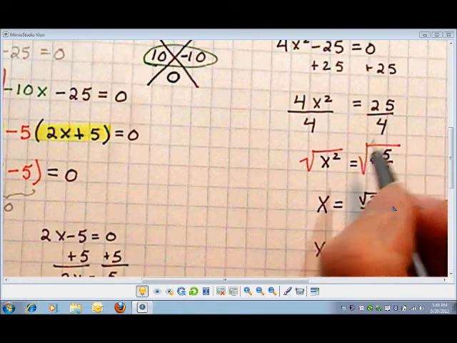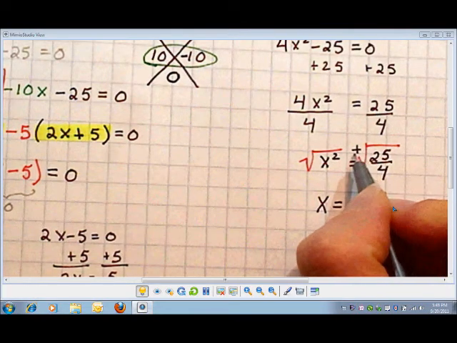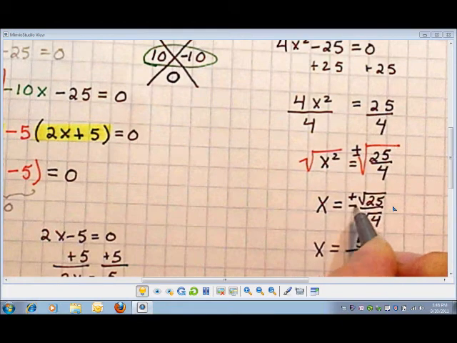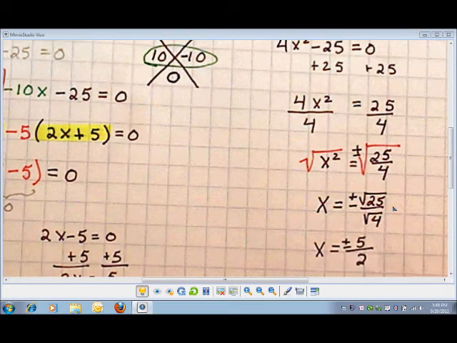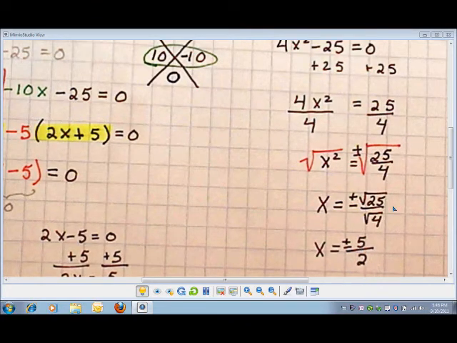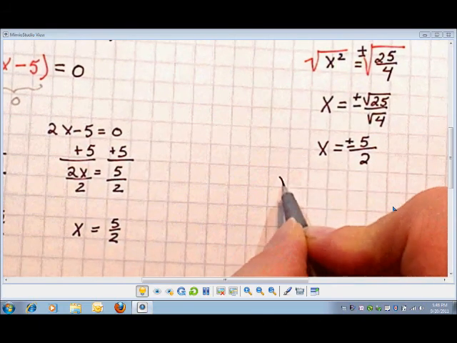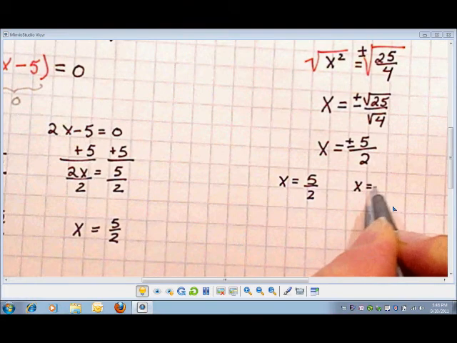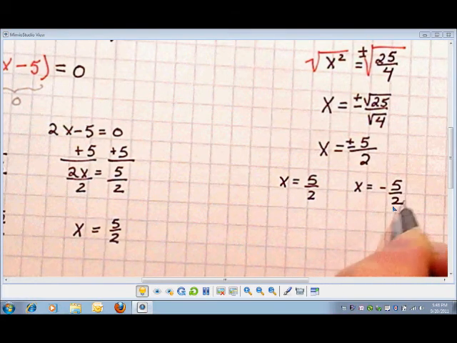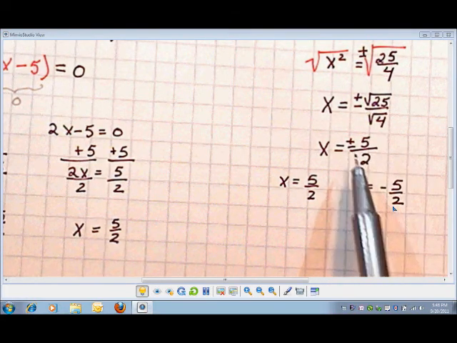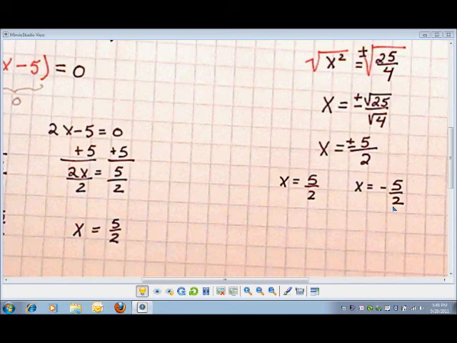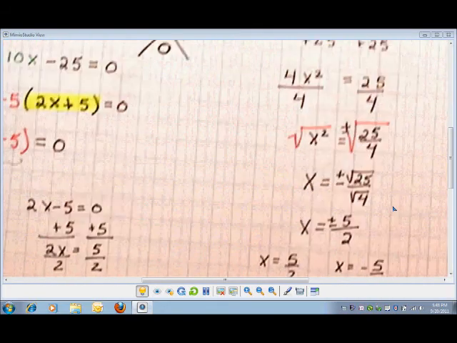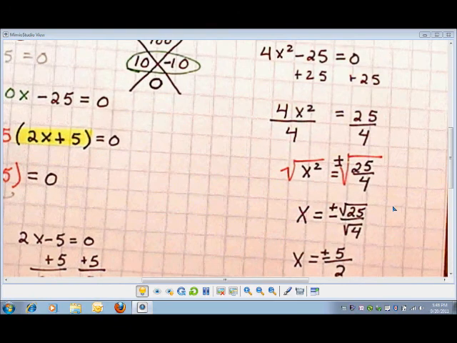Oops, I forgot one thing. We have to make sure we always take the plus or minus, because remember we had two answers. So now my answer, this means that x could be, x is 5 halves, or x is negative 5 halves. That's what the plus or minus means right there. So if you notice, we got the same answer, just going about this in a slightly different way.